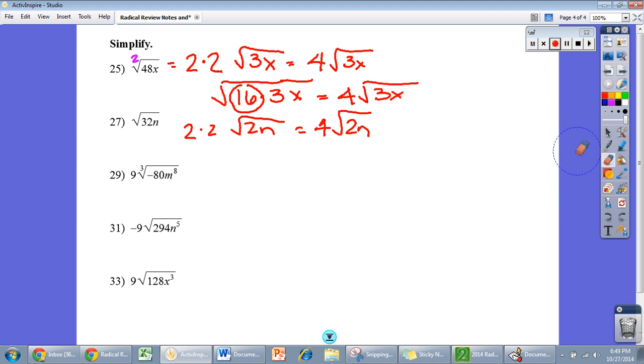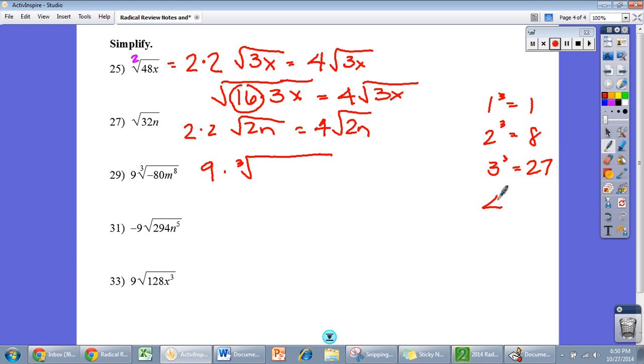Clean up my slate a little bit. And now I'm looking at a negative 80. Well, a negative 80, if I think about it, this is 9 times the cube root. Now, thinking about my perfect cubes, 1 cubed is 1, 2 cubed is 8, 3 cubed is 27, 4 cubed is 64. And of course the list goes on. I'm thinking about 8 times 10.